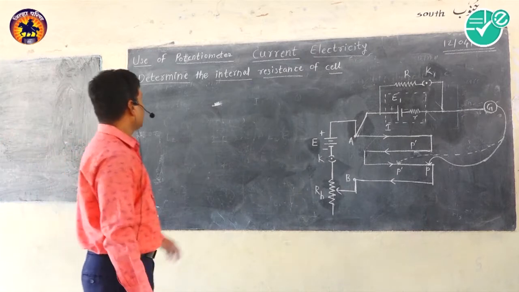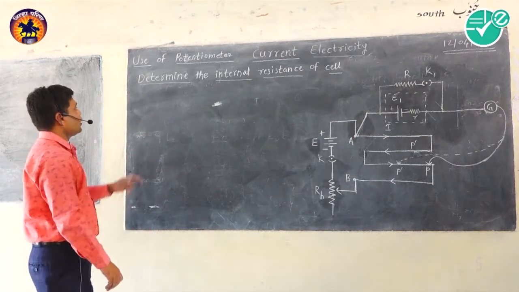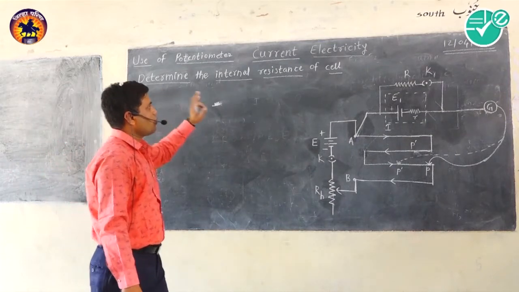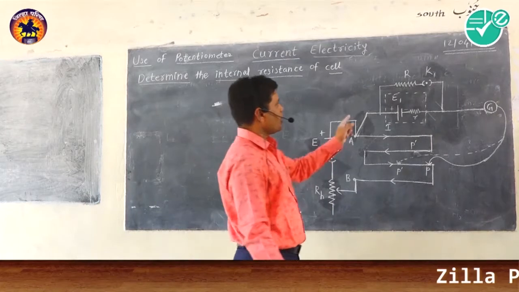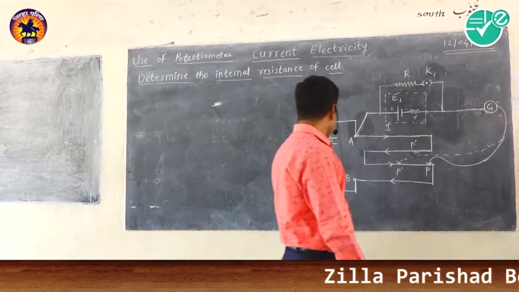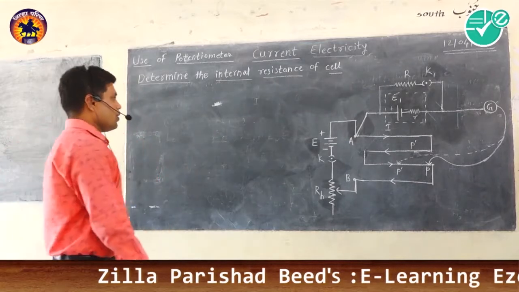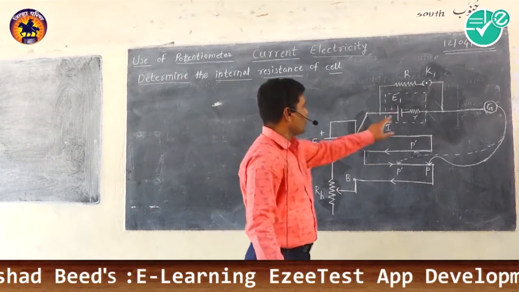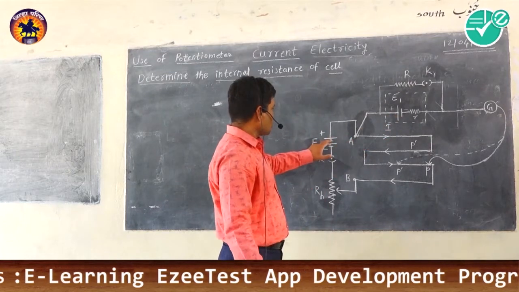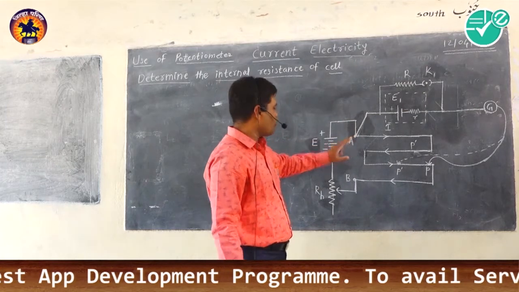Now we will come to our next article, that is, determine the internal resistance of a cell using a potentiometer. This is the circuit arrangement that I have shown in the figure. In the circuit diagram, E is the driving cell which has an EMF greater than E1, and the positive terminal of the driving cell is connected to the point A of the potentiometer wire.